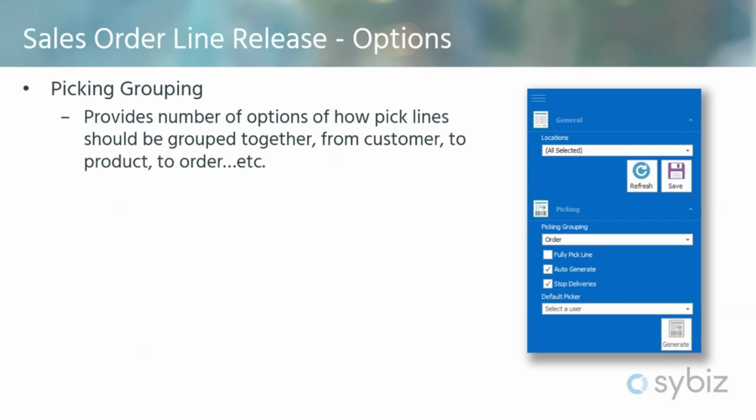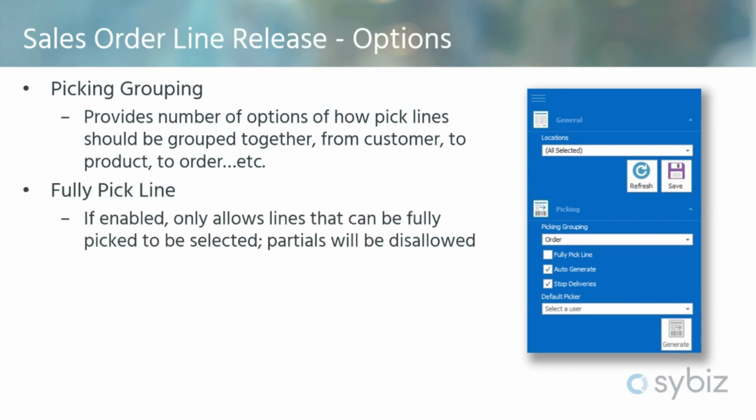For example, I think product sort code is one of them. Off the top of my head, we're going to be going into the software in a second, so we can check that. But your warehouse is going to drive a lot of that decision making in that regard. Fully pick line, there's a lot of selection that goes on in relation to the sales order line release grid, and fully pick line essentially says if you can't fully pick it, ignore it.